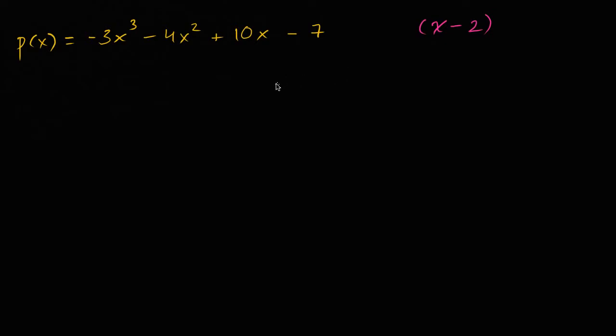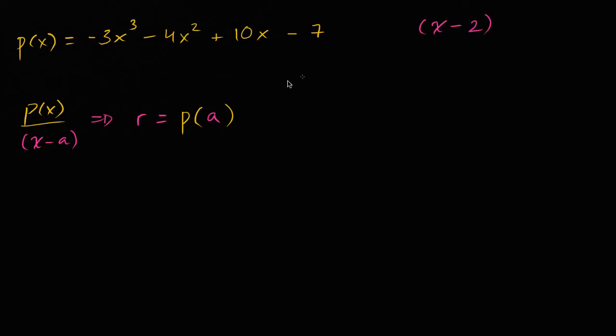All right, so now let's work through this together. The polynomial remainder theorem tells us that if I take a polynomial p of x and divide it by x minus a, the remainder of that is just going to be equal to p of a. So in this case, our p of x is this.